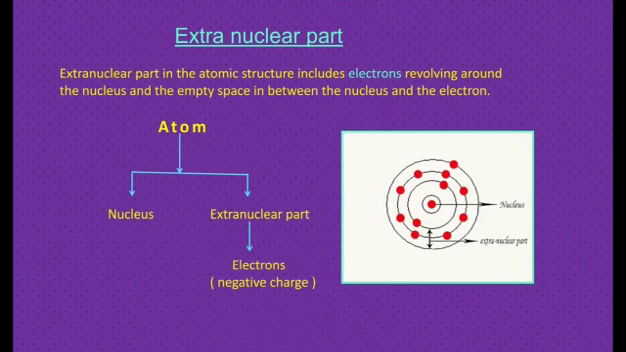Now we are going to study the second part, that is extranuclear part. Extranuclear part in the atomic structure includes electrons revolving around the nucleus and the empty space in between the nucleus and the electron. Look at the diagram, children. You can see the nucleus and extranuclear part.